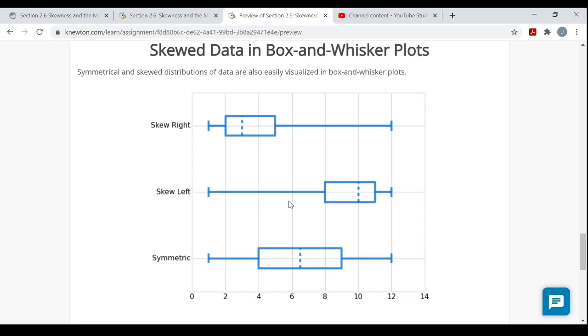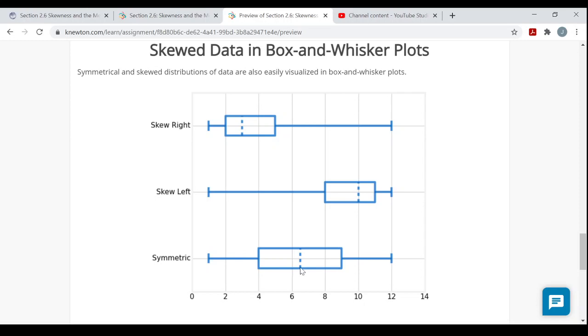Skewed left is just the opposite. See how it's stretched out here from the first quartile to the minimum value, stretched out to the left, a big left tail, and then the bulk of the data is to the right. But it's stretched left, skewed left. And in a skewed left distribution, the mean will be less than the median.